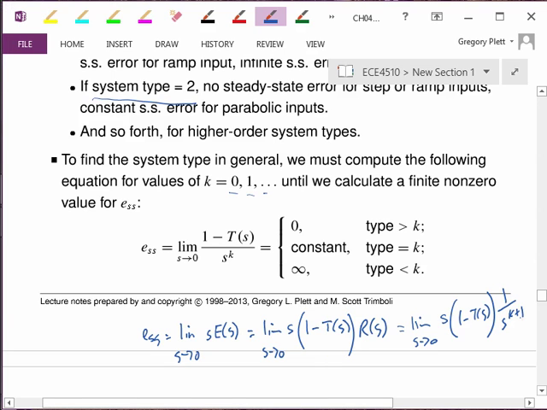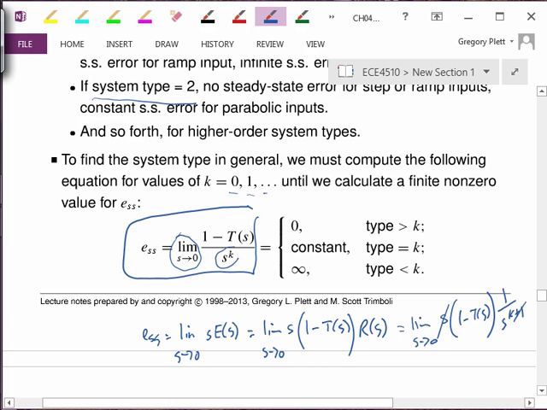And then we notice that there's an s here and there's a bunch of them here. So overall, I am computing steady state error as the limit as s goes to 0 of 1 minus T of s over s to the k. And be careful with this. Remember that the limit has the lowest order of operation, so I do it last.